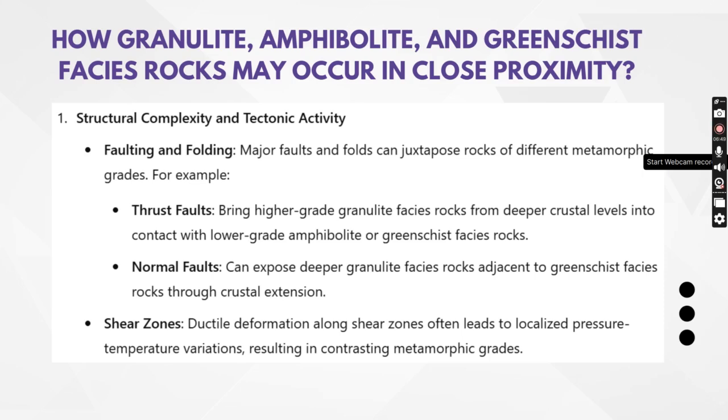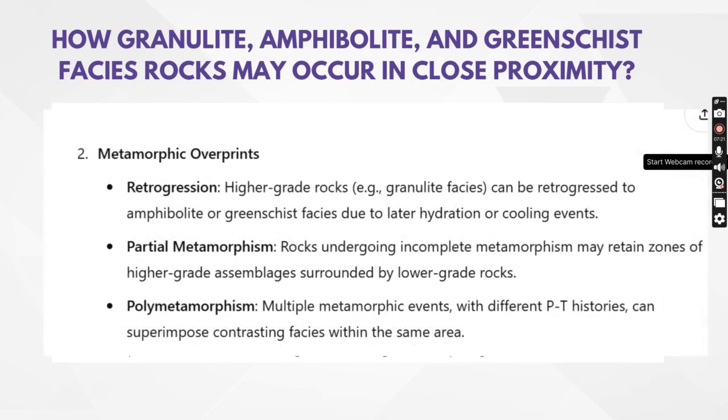The first one is structural complexity and tectonic activity. As I have told, major folds and faults can juxtapose rocks of different metamorphic grades. Mostly thrusts. What does a thrust do? Deep crustal levels are brought up and put in contact with low-grade amphibolite or greenschist facies rocks. Similarly, in the case of normal faults, they can expose deeper granulite facies rocks adjacent to greenschist facies rocks through crustal extension. Similarly, shearing, also shear zones.